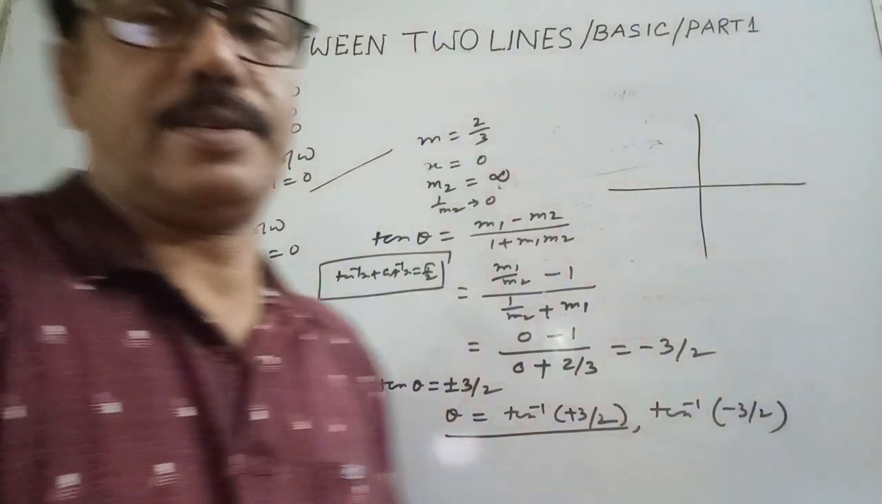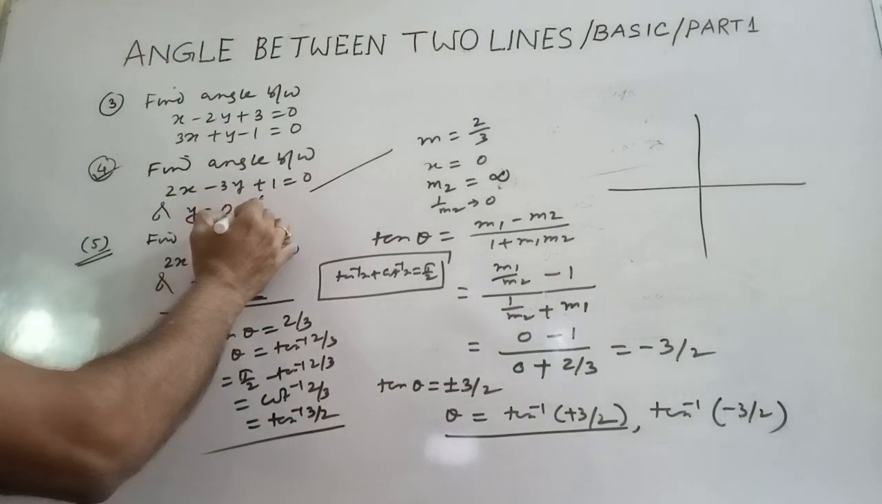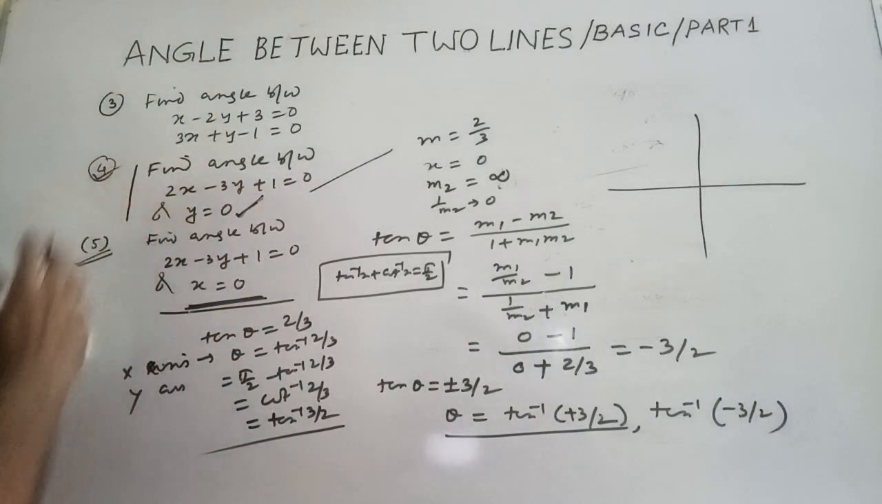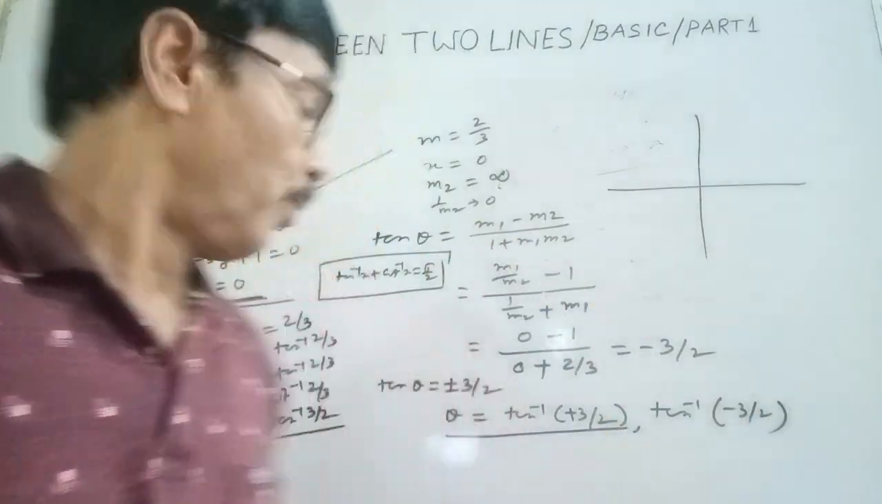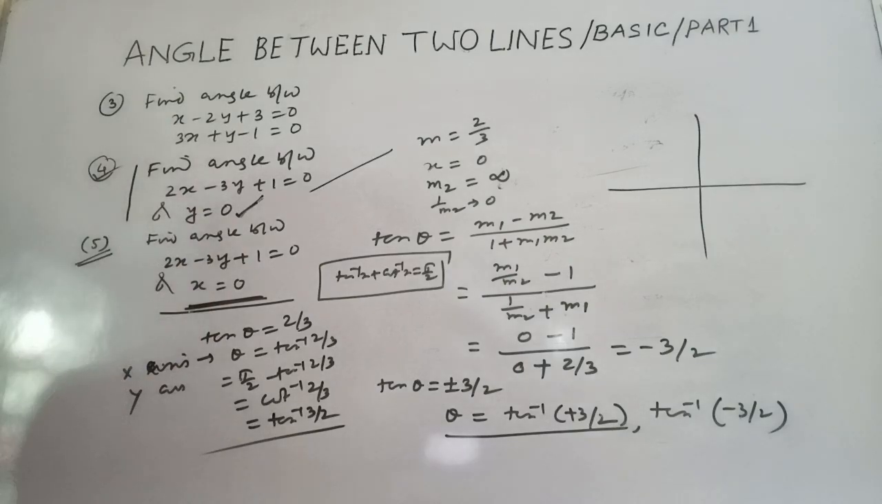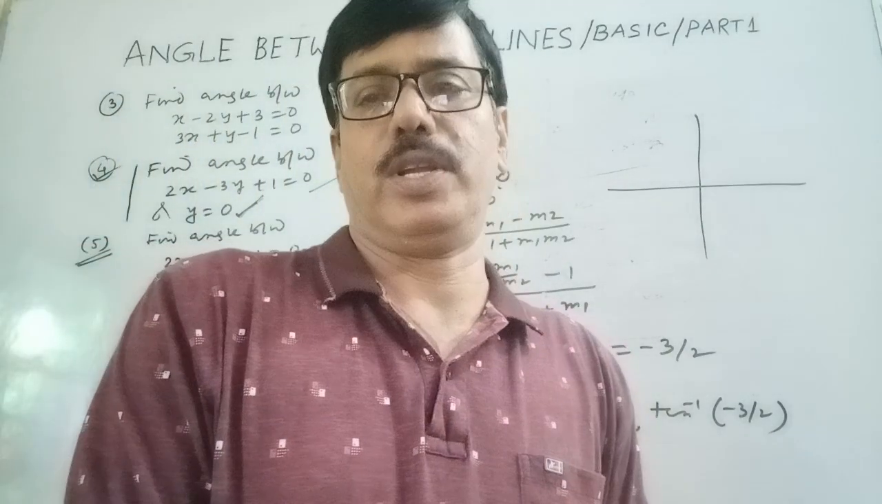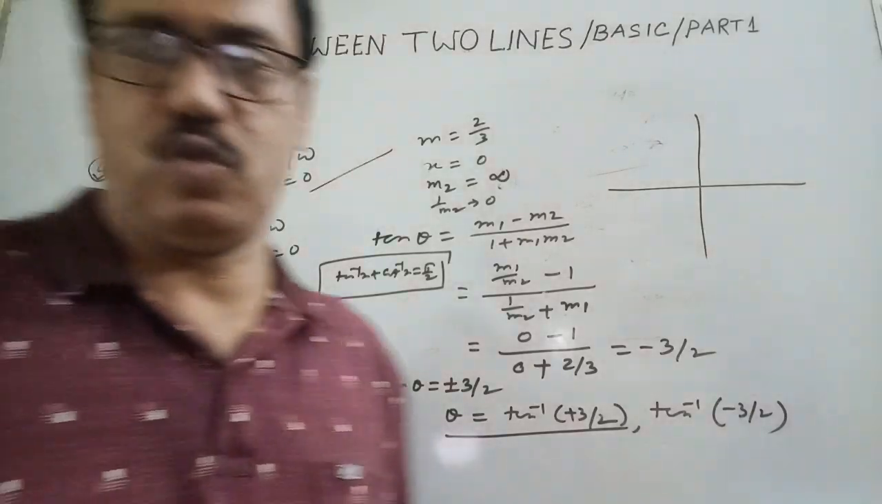So mind it. When it is y equals 0, that is the x-axis, the angle of inclination, do not use this method. When it is x equals 0, that is the y-axis, find the angle with the x-axis, then subtract it from pi by 2.